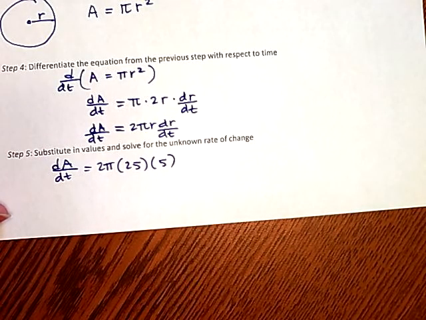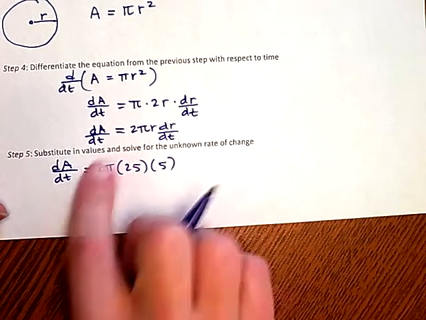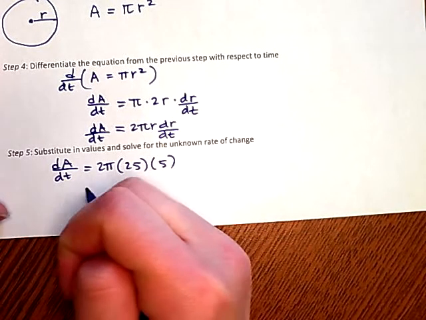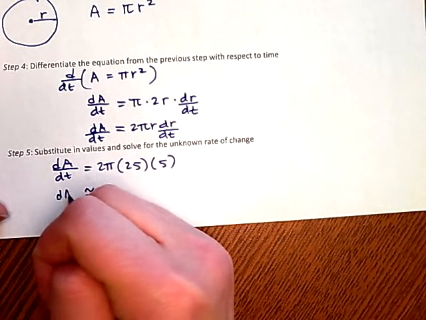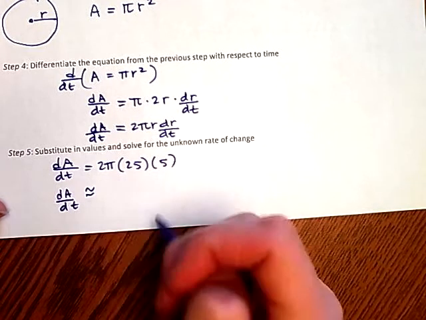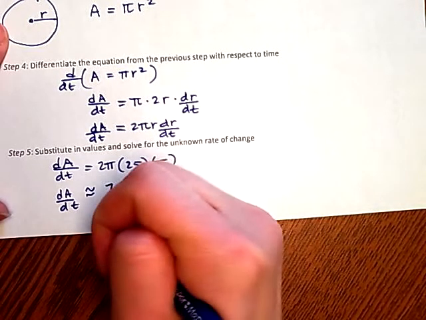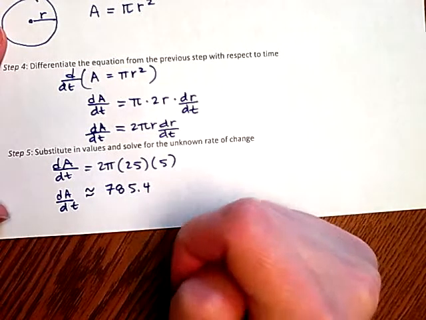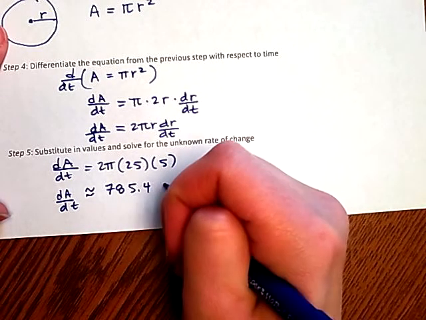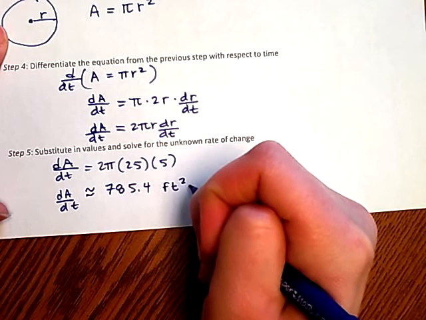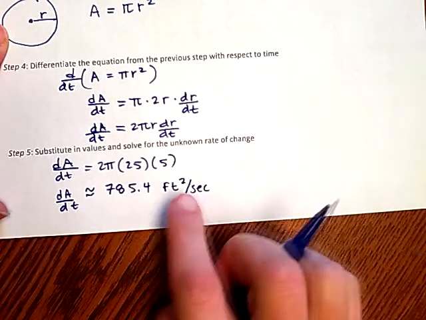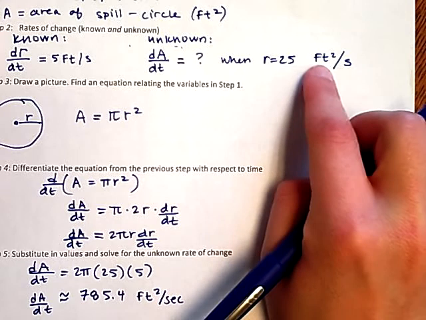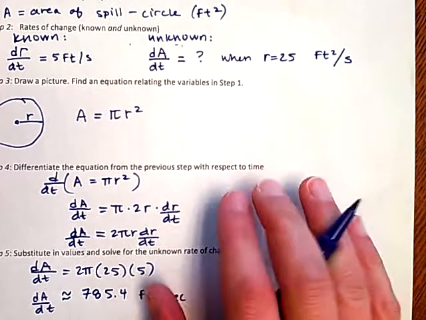So I substituted those known quantities in. Now everything on the right-hand side is a number. I can type this into my calculator, and I'm going to get an approximate answer here. So when I punch this into my calculator, I get about 785.4. And then I don't want to forget what my units are, so it's feet squared per second. If I didn't remember, that's where you could refer back to the earlier step where you decided what units you are going to use for the rate of change of the area.